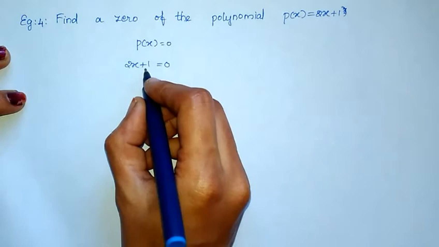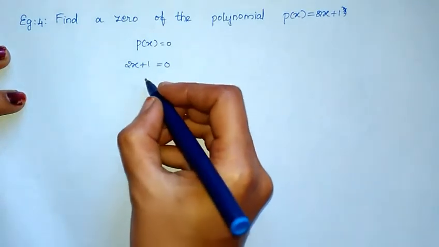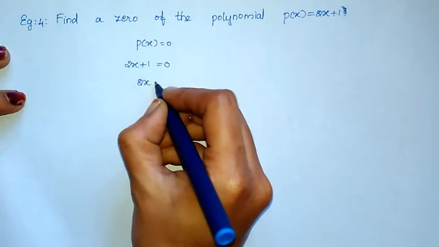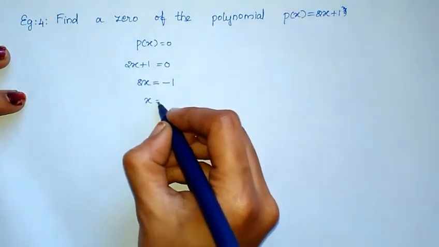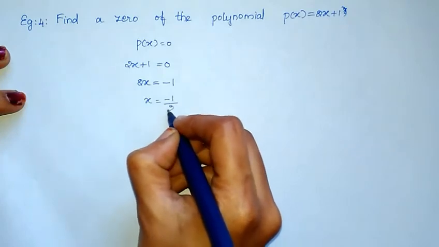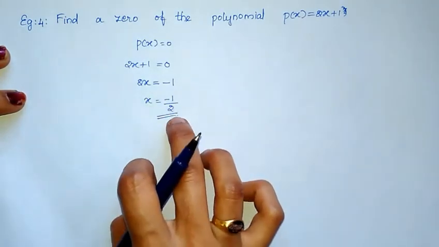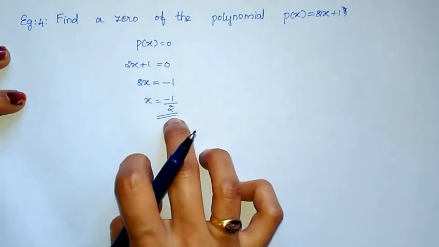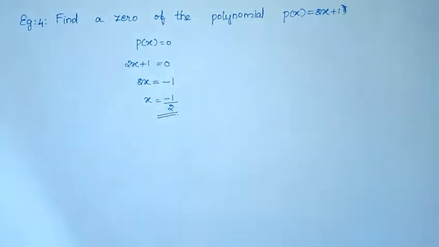Now, transfer this plus 1 to the right side so that you will get minus 1. 2x equal to minus 1. Now, x equal to minus 1 by 2. So, the value of x is minus 1 by 2. This is the zero of this polynomial 2x plus 1.